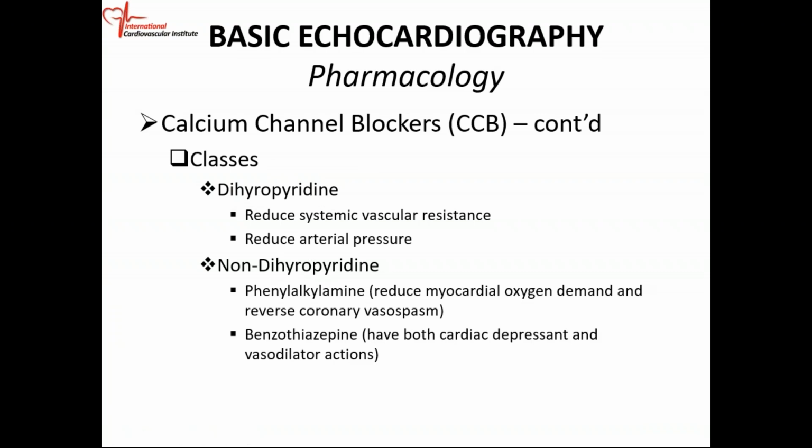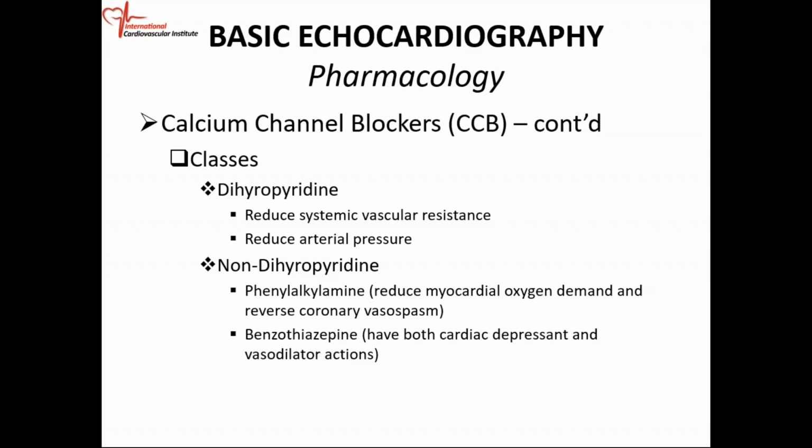Okay, so the dihydropyridine type of calcium channel blocker reduces systemic vascular resistance. When we say that, it causes vasodilatation. It dilates the blood vessels and reduces arterial pressure as expected. And then the non-dihydropyridine, they have this phenyl alkylamine, which reduces myocardial oxygen demand and reverses coronary vasospasm.